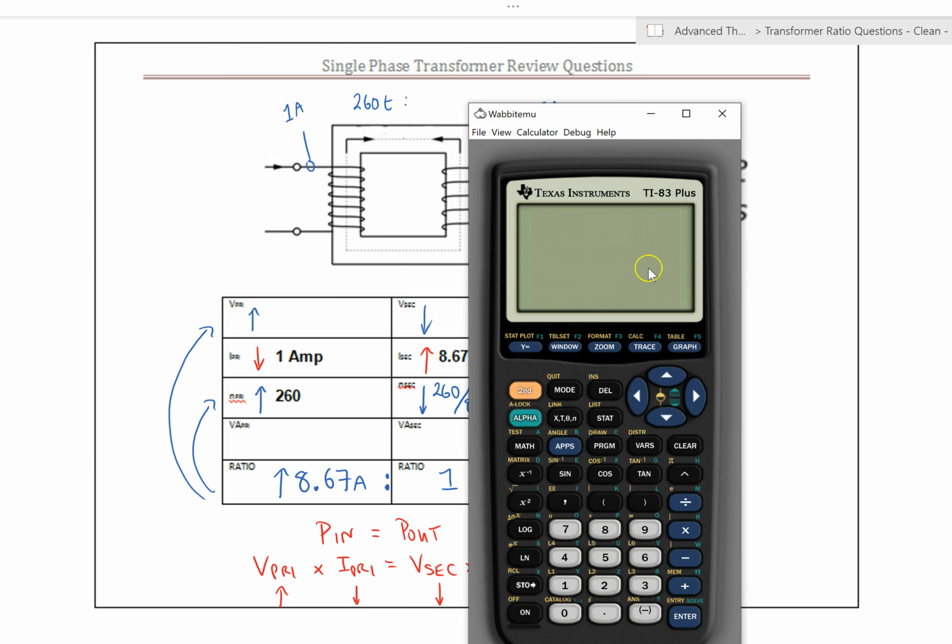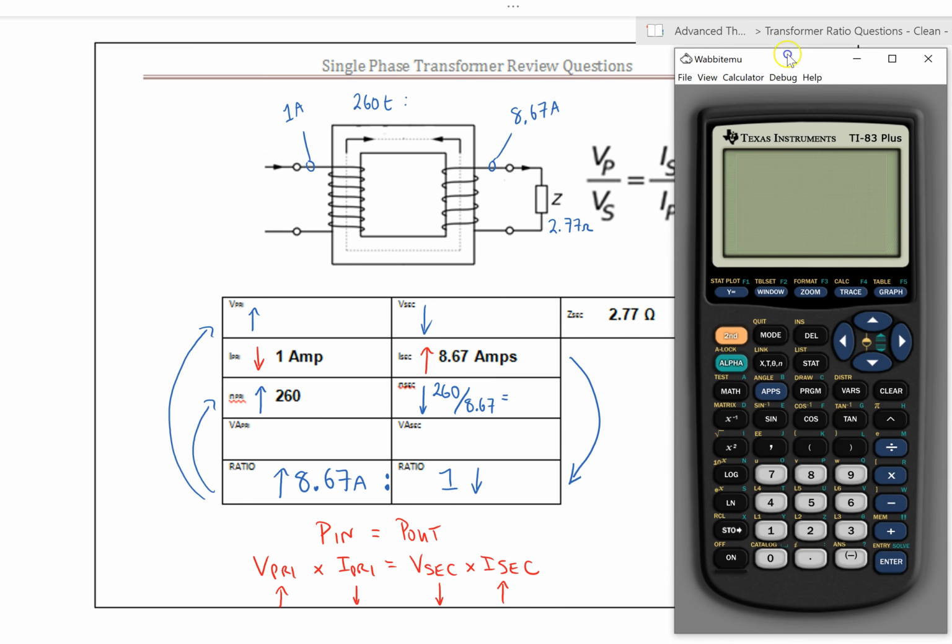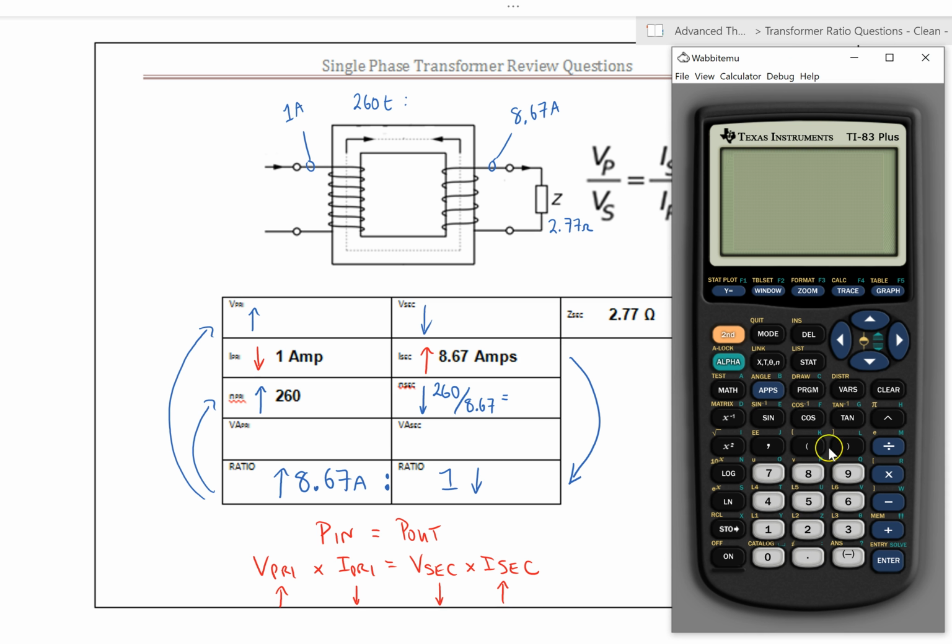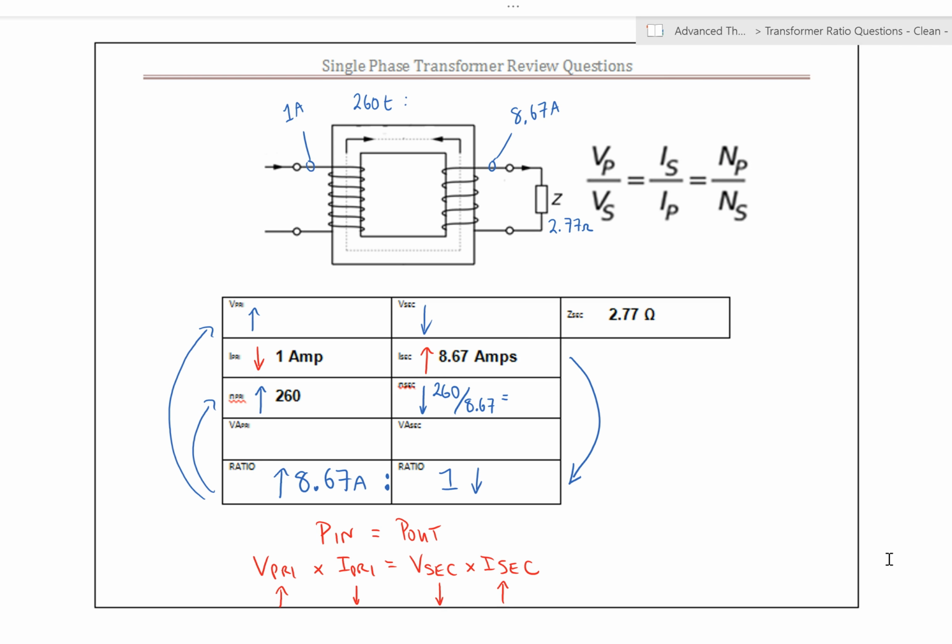So let's bring up the calculator. Let's move this over here. There we go. So what do we need? We need 260. I always forget how to turn this guy on. There we go. Okay, 260. We're going to divide by 8.67. And that gives us 29.98. So essentially we've got roughly 30 turns on the secondary there. Okay, so now we've got the turns on the secondary.